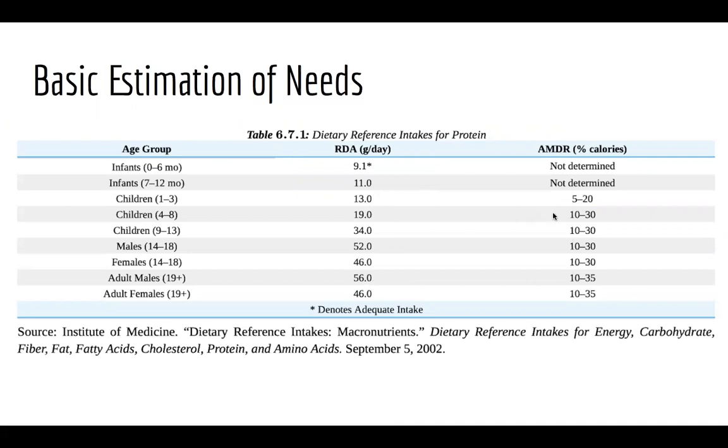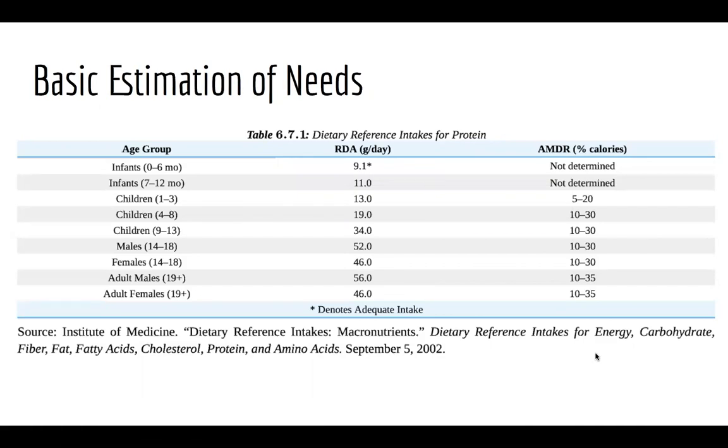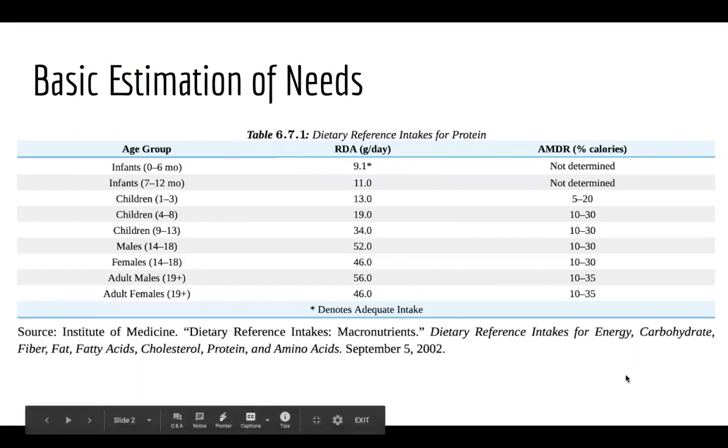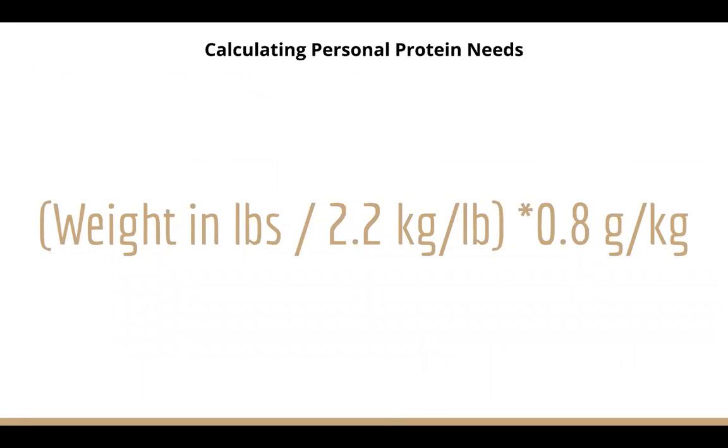Whereas the AMDR, or the acceptable macronutrient distribution range, is fairly consistent across age groups, particularly starting with ages 4 and up. This gives a basic understanding of what proteins are. However, we can be more specific in determining what we personally need when it comes to our own protein needs. We are able to do this through this particular calculation. So we're going to walk through an example of what we would be doing in this calculation, and then I'm going to have you practice on your own doing this equation with a different weight.